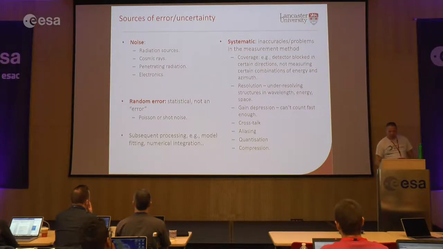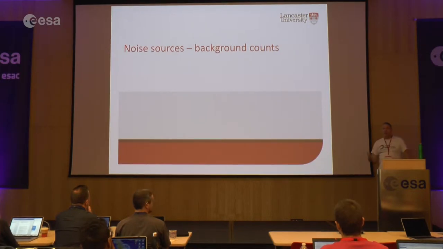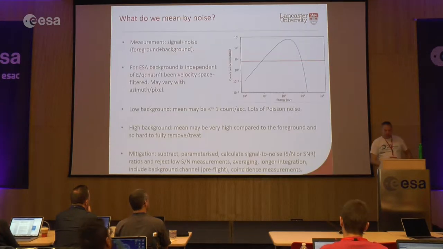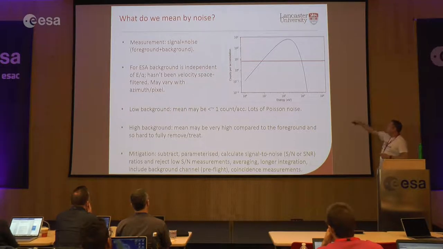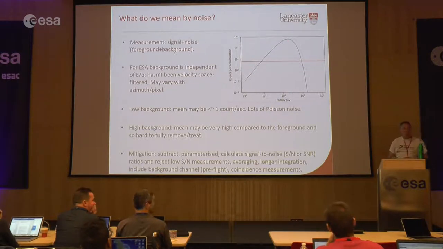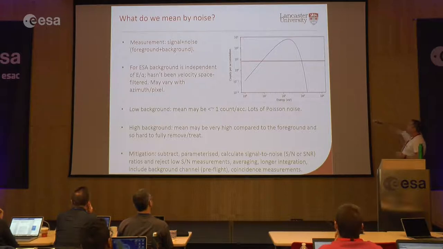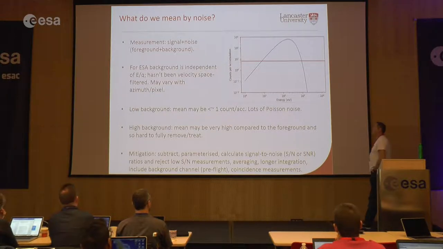So noise sources give us background counts in our detector. So we can separate out our measurement of a spectrum in terms of the foreground. This is a Maxwell-Boltzmann distribution. It's in the subsonic regime. It's for electrons. The peak is a few hundred eV, so we're looking at a thermal temperature of a few hundred electron volts. This is our foreground signal. This is the thing that we want to measure, and this tells us about the velocity space distribution of the particles.